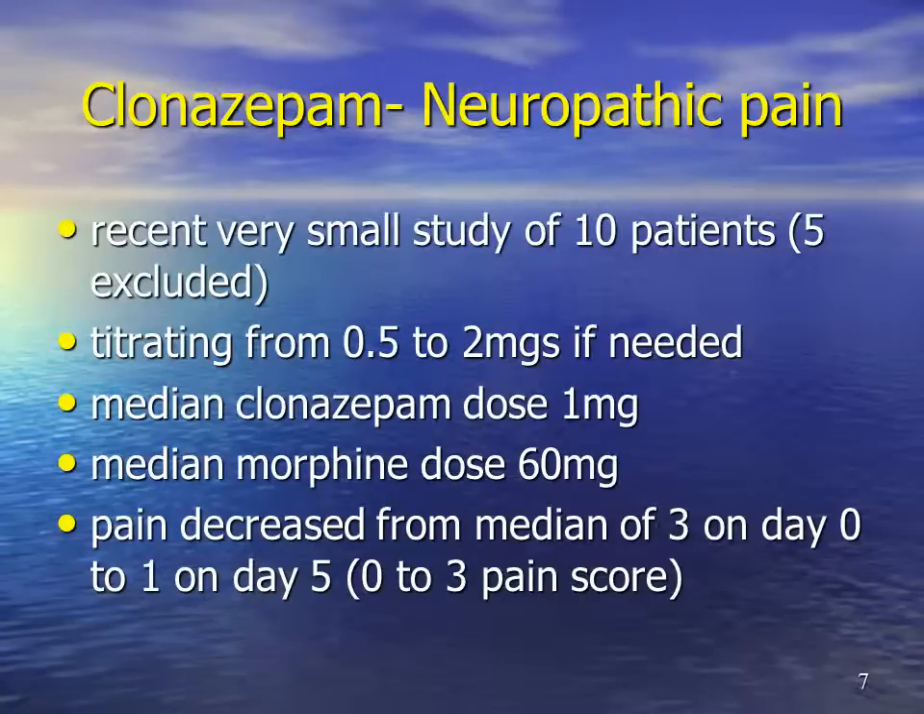Recent very small study, titrating up from 0.5 of a milligram to 2 milligrams on morphine as well as clonazepam, and the pain decreased from a median of 3 on day 0 to a 1, and this was a different pain score, okay? So obviously severe pain reducing down. I don't use clonazepam for neuropathic pain. Why? I think it's too sedating.